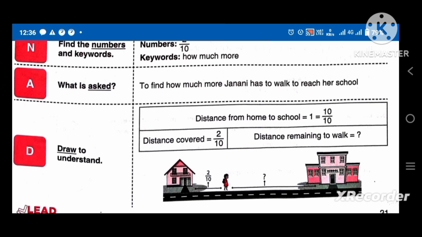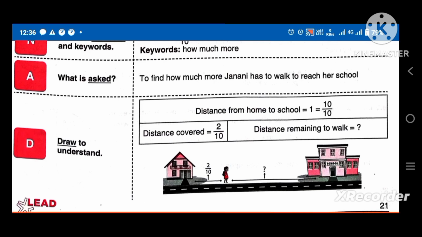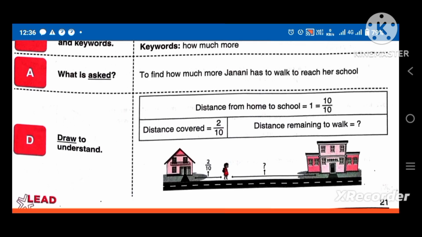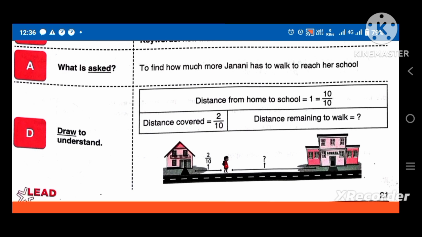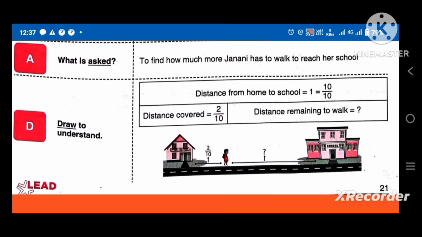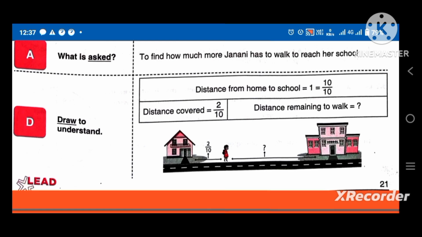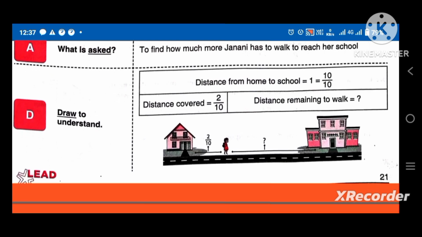A means what is asked: to find how much more Janani has to walk to reach her school. D. Draw to understand. Distance from home to school = 1 = 10/10. Distance covered = 2/10. Distance remaining to walk = ?